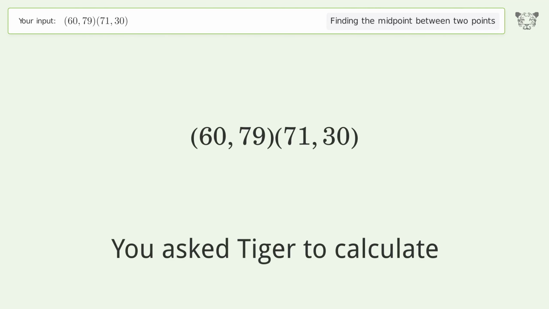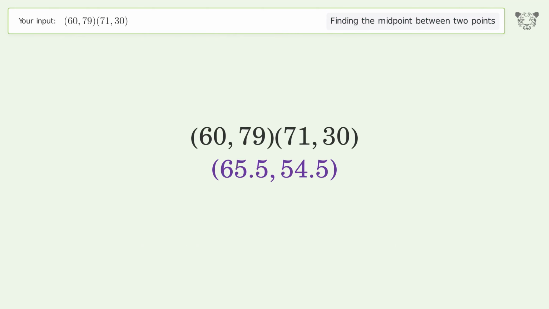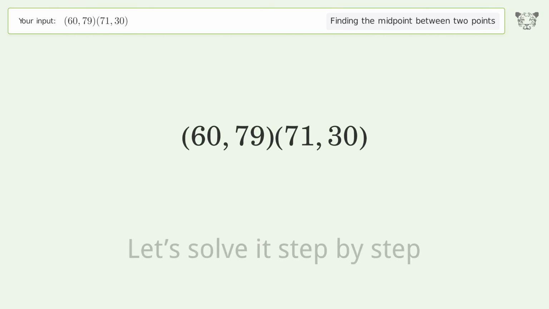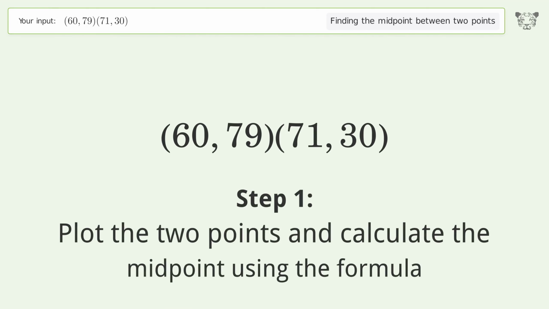You ask Tiger to calculate. This deals with finding the midpoint between 2 points. The midpoint between the 2 points is 65.5, 54.5. Let's solve it step by step. Plot the 2 points and calculate the midpoint using the formula.